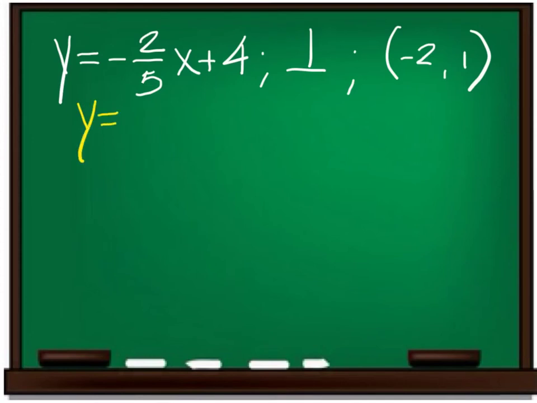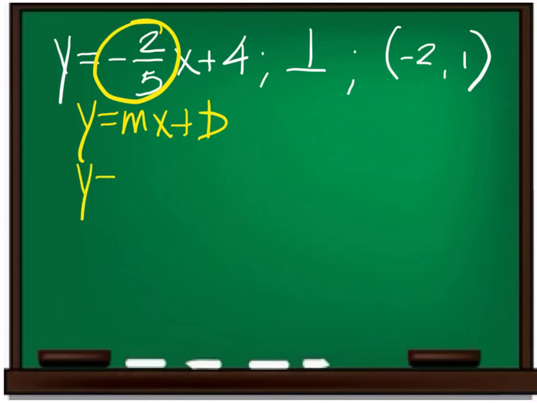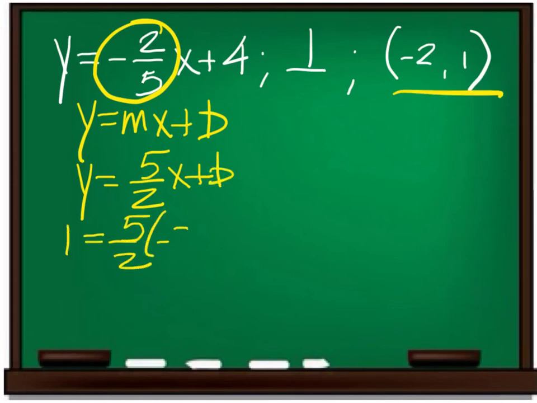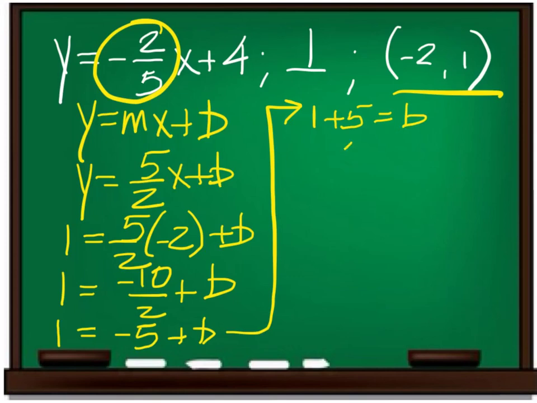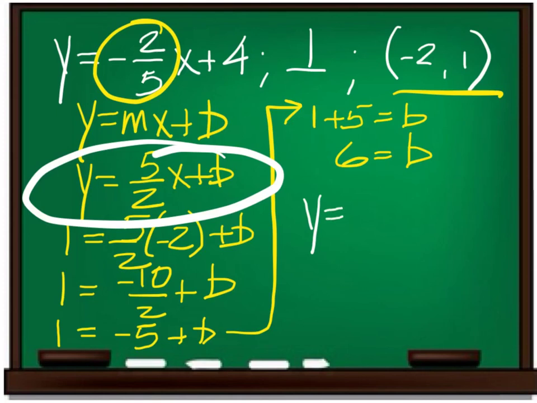Start off with y equals mx plus b. Use the negative reciprocal of that slope, which would be 5 over 2. And then plug in this point. Simplify to get a negative 10 over 2, which simplifies even further to get a negative 5. Move that negative 5 to the left and make it plus 5, which would give you a 6. And plug it in here for b. Y equals 5 over 2 x plus 6.